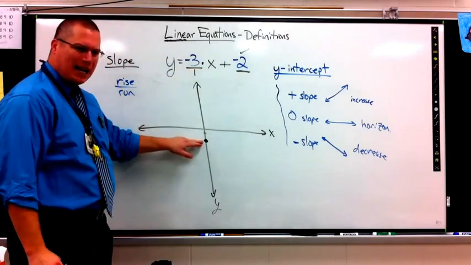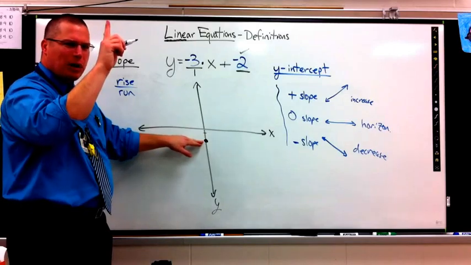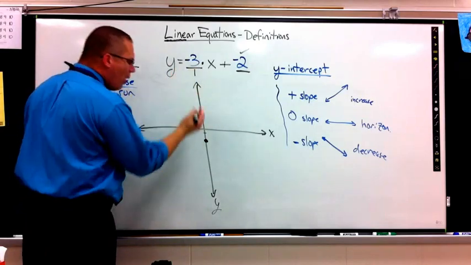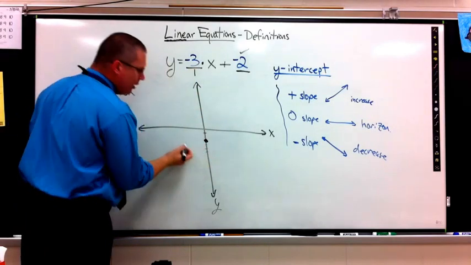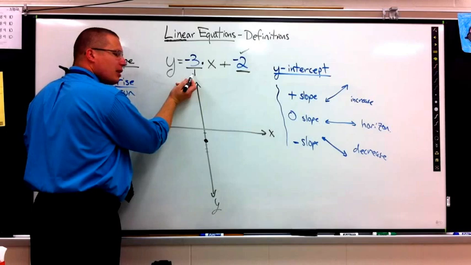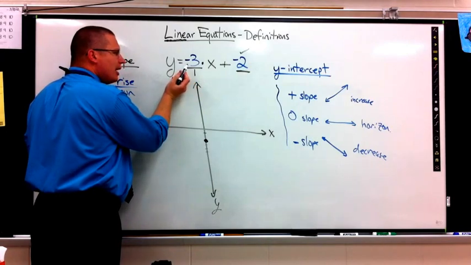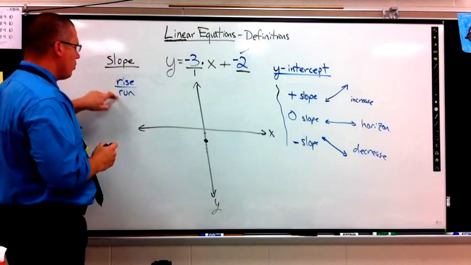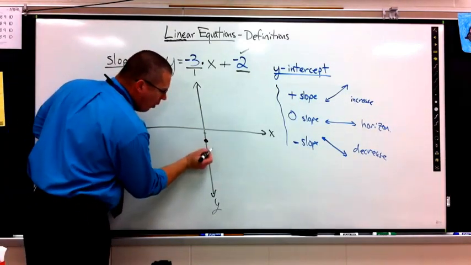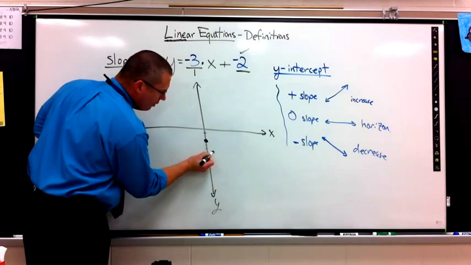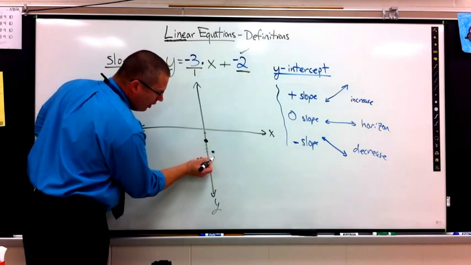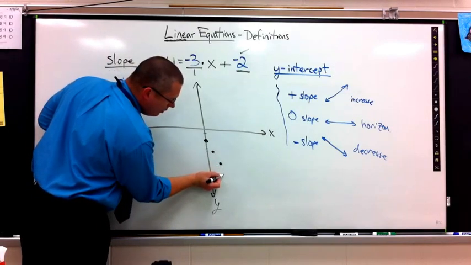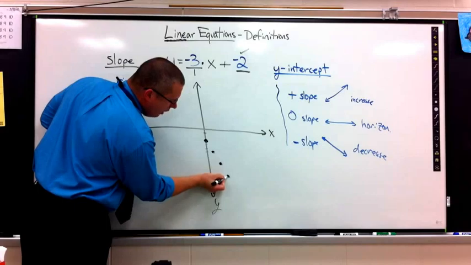How do I rise a negative? Well, rising would be this way, but that's only if it's positive. Rising a negative would be down. So I must go down 3. 1, 2, 3. Now remember, the 1 is technically positive. Only the 3 was negative. So go down 3, rise negative 3, and run 1. Down 3 over 1. There's my point. From that point, down 3, over 1. From that point, down 3, over 1. I'm running out of room.